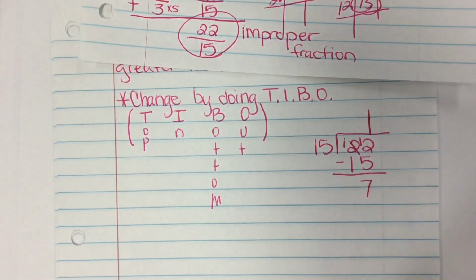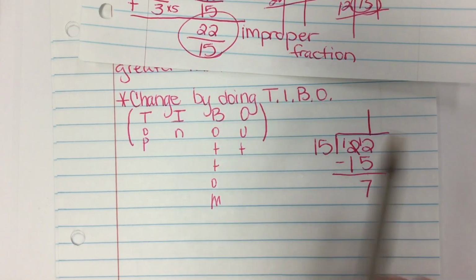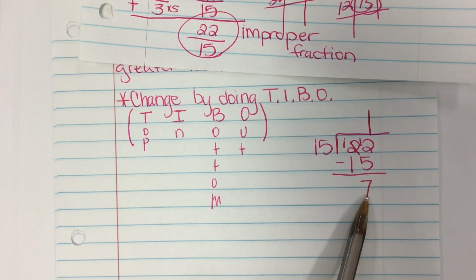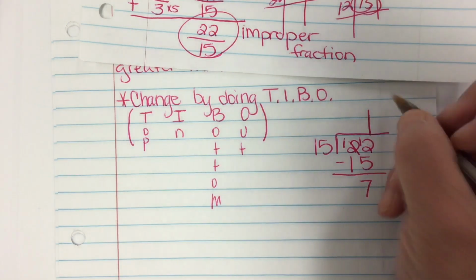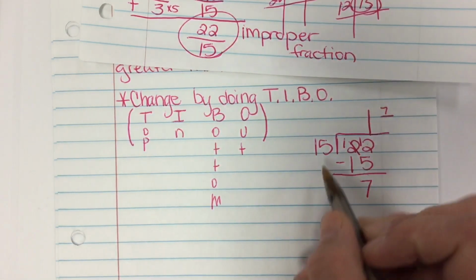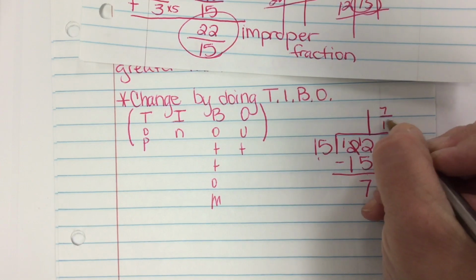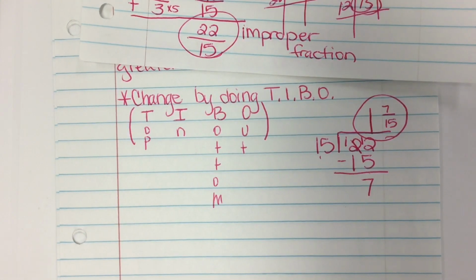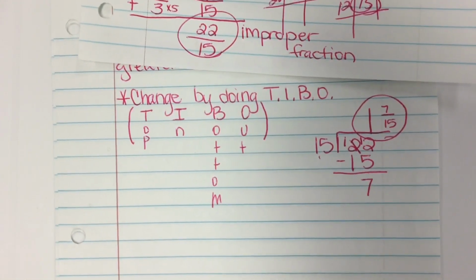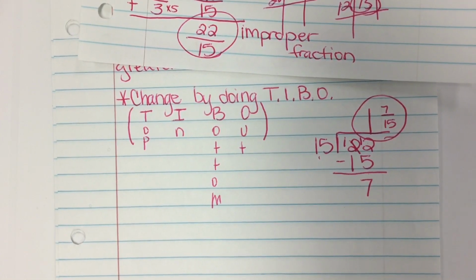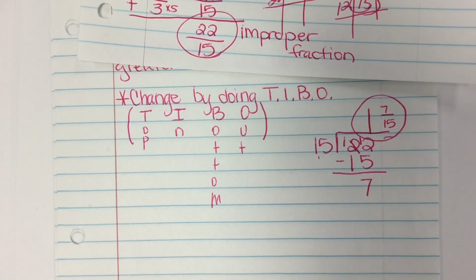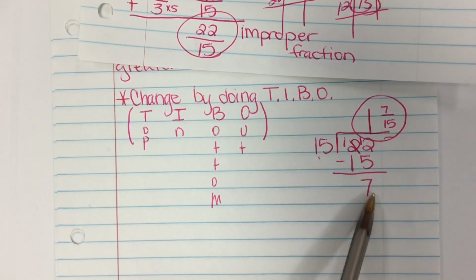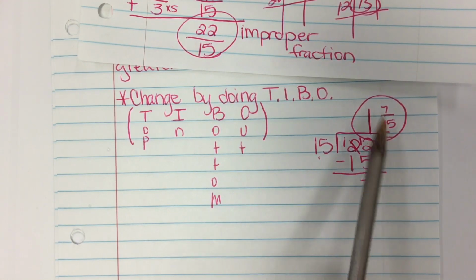is 7. Okay, so here's the most important part. This is our whole number. This is what's left over. We have 7, which becomes the numerator, out of 15, which is the denominator. 1 and 7/15. Okay, so your denominator is whatever you divided by. Whatever you're dividing by, that's your denominator. Whatever's left over, your remainder, is your numerator.